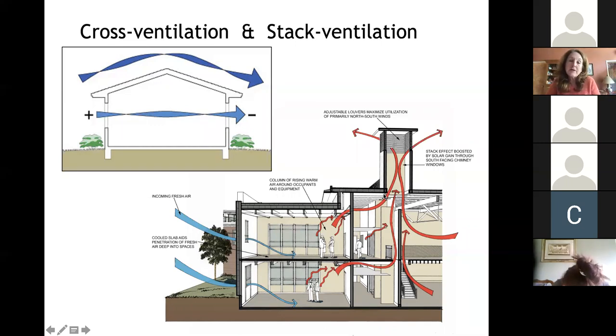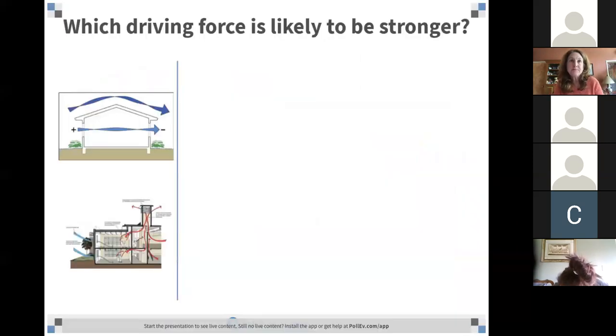So designing for these two means that for cross ventilation, you want to put openings on both the windward and the leeward side, because you need a place for air to enter and for it to exit. And if you're designing for stack ventilation, you want openings on the low part of the building for air to enter and openings on the high part of the building for air to exit.